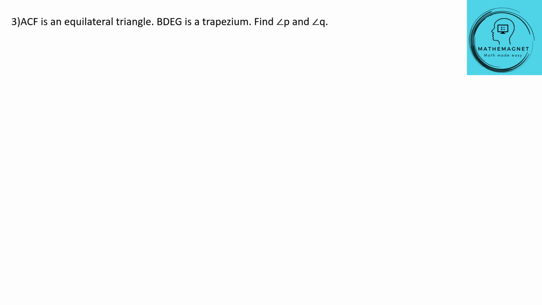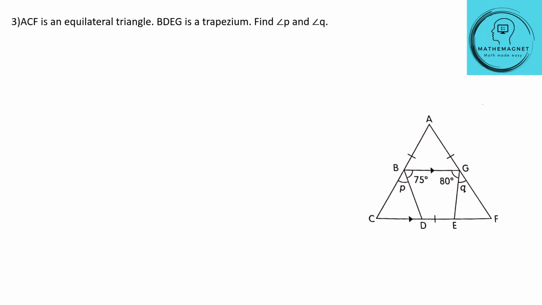Question number 3. ACF is an equilateral triangle. BDEG is a trapezium. Find angle P and angle Q. So in this image we have ACF as an equilateral triangle and BDEG as a trapezium, and they've asked us to find angle P and angle Q. So let's see how to go about it.